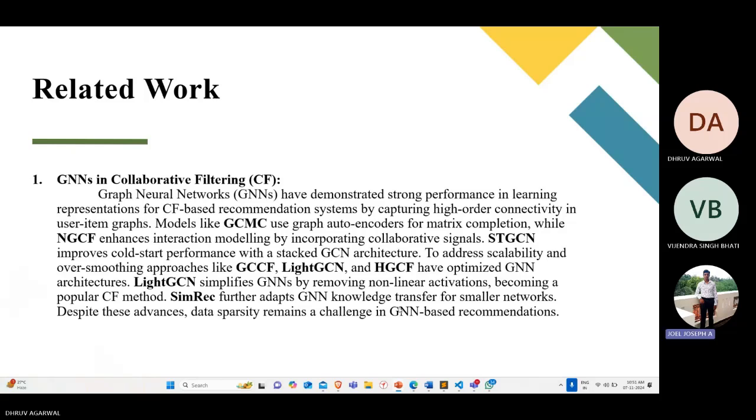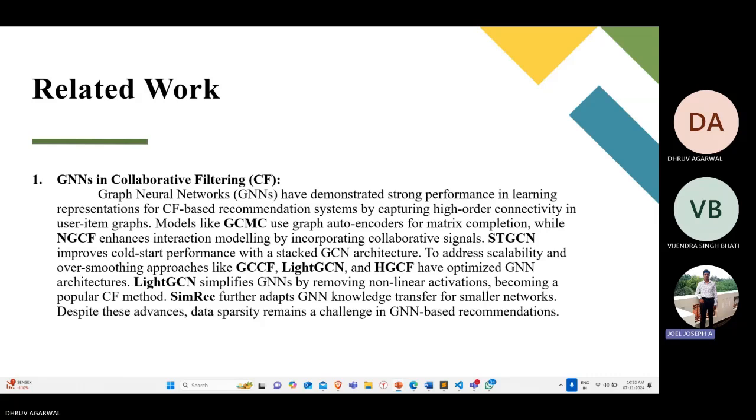This is the related work done in this field. The first one is graph neural networks in collaborative filtering, which has demonstrated strong performance in learning representations by capturing higher-order connectivity in user-item graphs. Models include GCMC, which uses graph autoencoders for matrix completion, while NGCF enhances interaction modeling by incorporating collaborative signals. One more model, STGCN, improves cold start performance with a stacked GCN architecture.